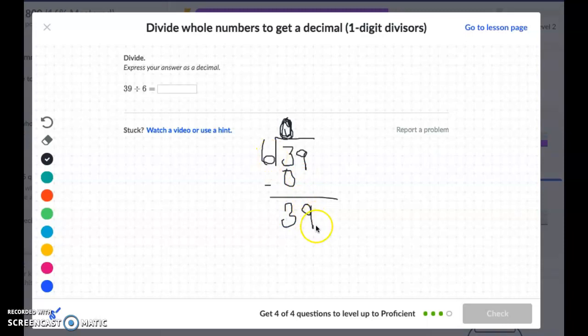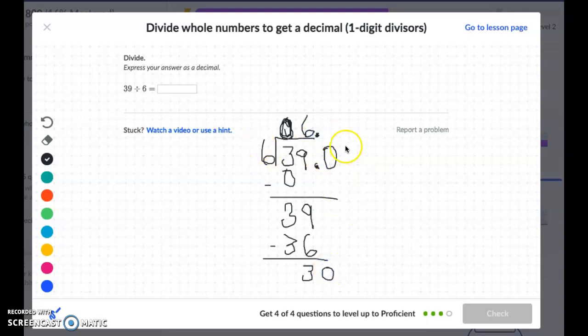6 fits into 39 6 times. 6 times 6 is 36. Subtract, and I get 3. I know I can't be done because it asked for a decimal answer. So I'm going to add a decimal and a 0. And I'm going to move that decimal up so I don't forget about it. I'm going to move that 0 down.